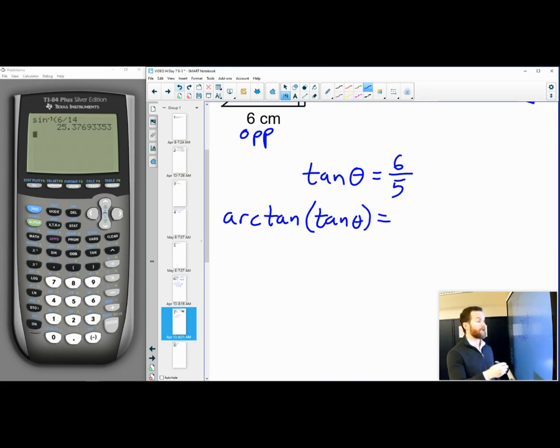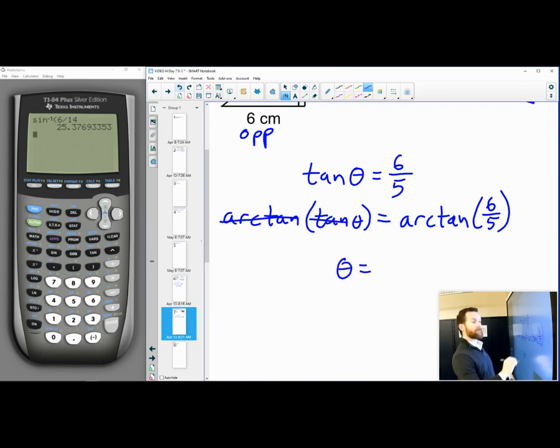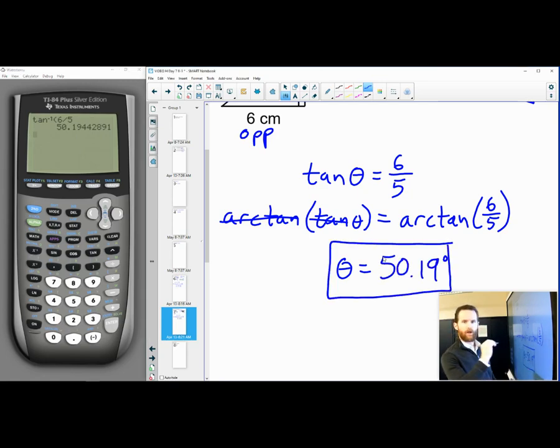So I'm going to put arc tangent of tangent theta equals, and if we take the arc tangent of the left, we take the arc tangent of the right, which is arc tangent of 6 divided by 5. These two cancel out. We're left with theta on the left equals, and then the calculator comes in. Second tangent for arc tangent, 6 divided by 5. And we get 50.19 degrees. And there we go.